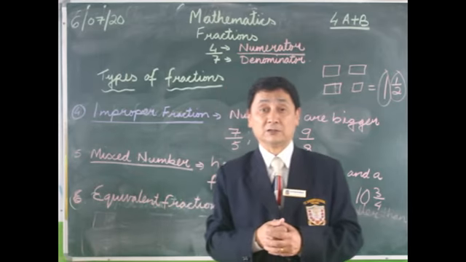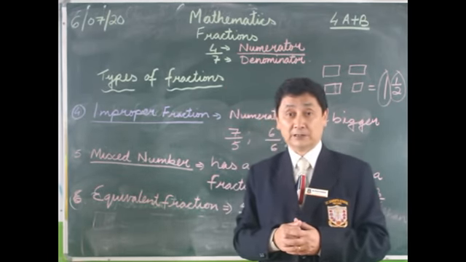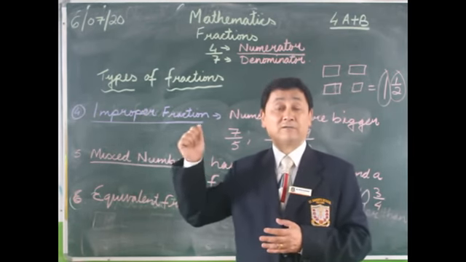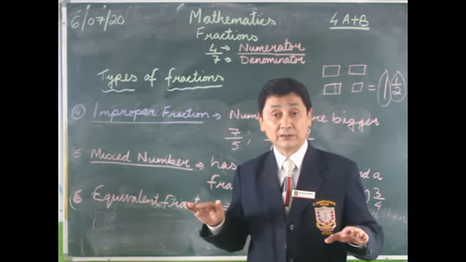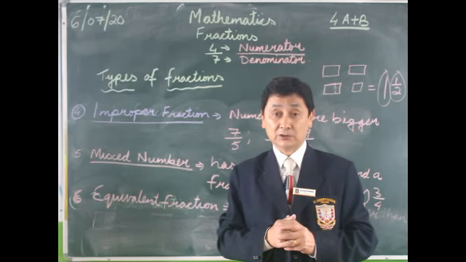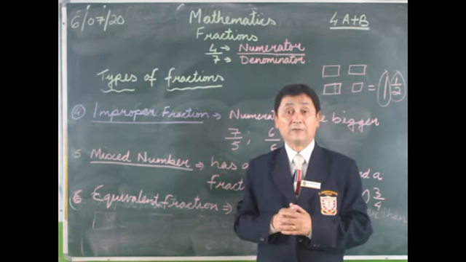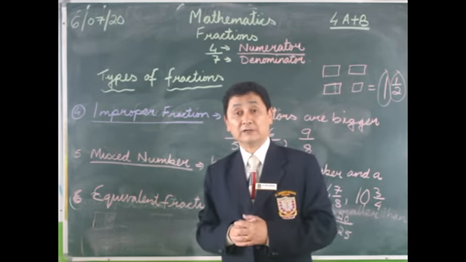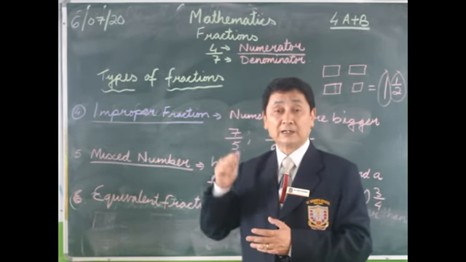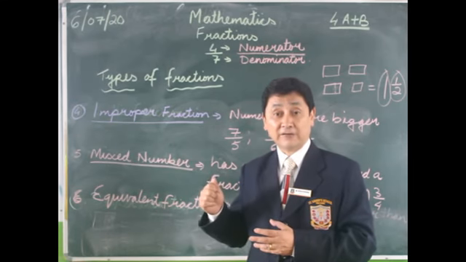Then we did proper fraction. Proper fraction, the numerators are smaller than the denominators. 3 upon 7, 2 upon 5, 4 upon 9. All the denominators different, but the numerators are smaller than the denominators. So that's a proper fraction. Then we did improper fraction. In improper fraction, the numerators are bigger than the denominators. 7 upon 4, 8 upon 3, 9 upon 5.